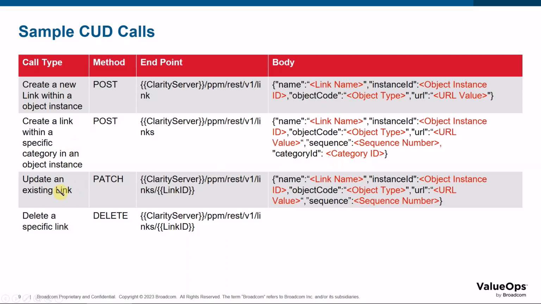If I want to update an existing link, I would use the patch call, specifying the specific link ID, and then in the body I would specify what I want to update, the name. I would have to specify the instance ID and object code, as well as then I can specify my updated URL or updated sequence. And to finally delete a specific link, I would make a delete call to the links endpoint and then specify the 5 million number of my link ID.